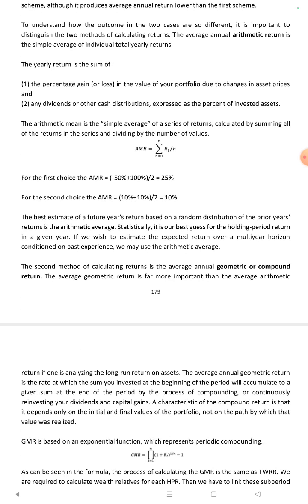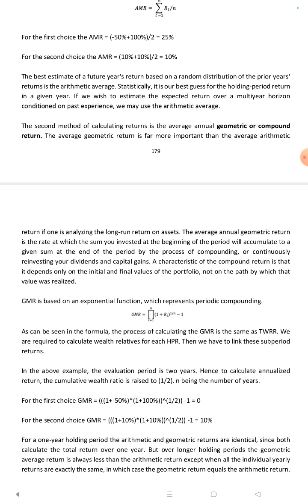For the first choice, AMR is equal to (minus 50 plus 100) divided by 2. The best estimate of the future year's returns, based on a random distribution of the prior years' returns, is the arithmetic average. Statistically, it is our best guess for the holding period return in a given year. If we wish to estimate the expected return over a multi-year horizon conditioned on past experience, we may use the arithmetic average. The second method of calculating return is the average annual geometric or compound return.